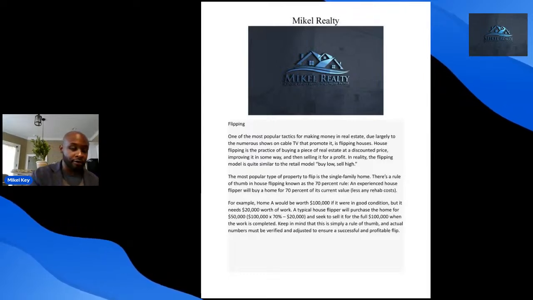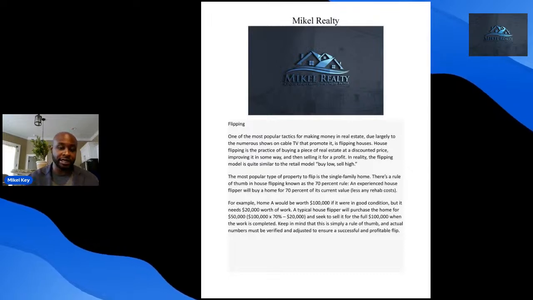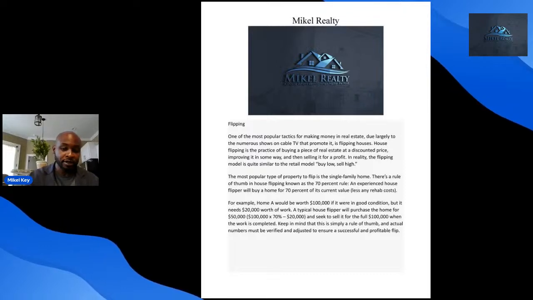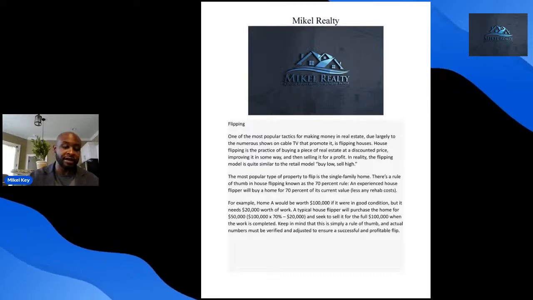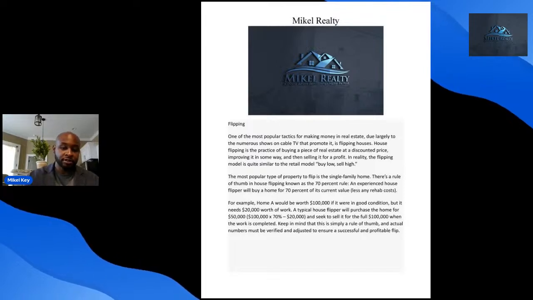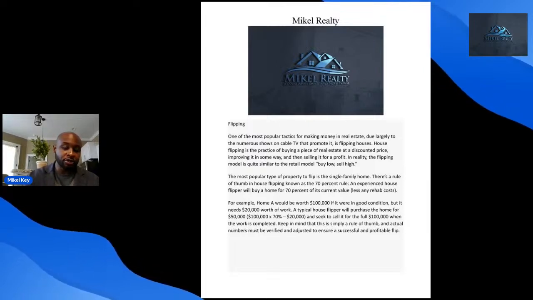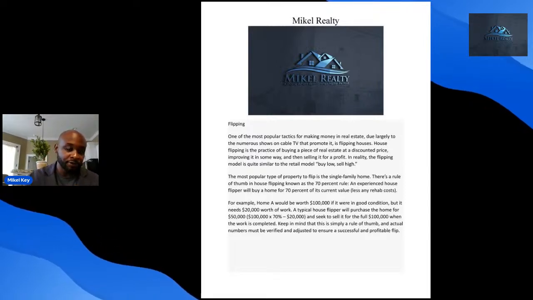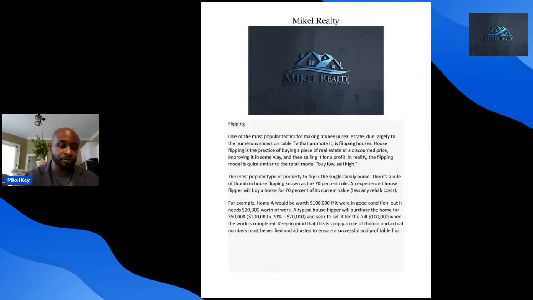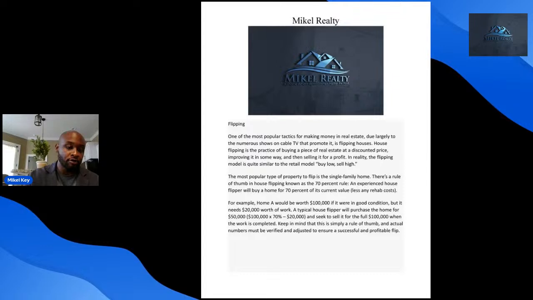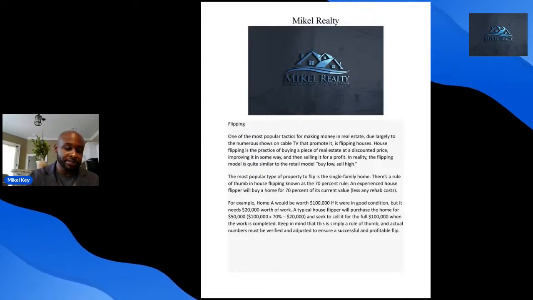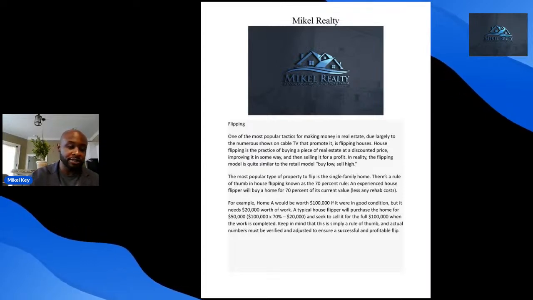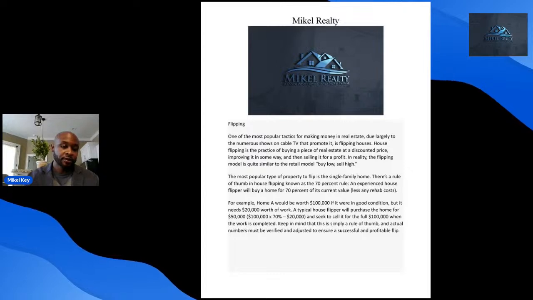Flipping houses is when you buy low and sell high. For example, home A would be worth $100,000 if it was in good condition, but needs $20,000 worth of work. A typical house flipper would purchase the home for $50,000 and put in the $20,000 worth of work. If you add 50 and 20, that's 70. I want you to keep in mind that with house flipping, there's a 70% rule. The 70% rule says that you should invest no more than 70% in the purchase price and the renovation cost of the after repair value. So if the house is worth $100,000, you should invest no more than $70,000 in that project.